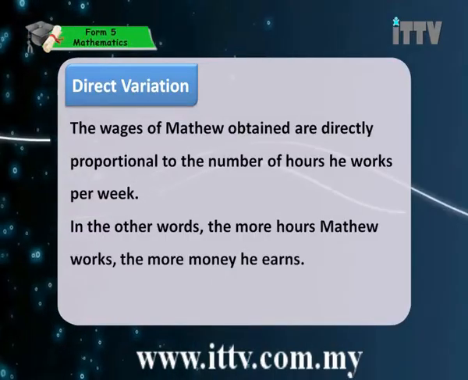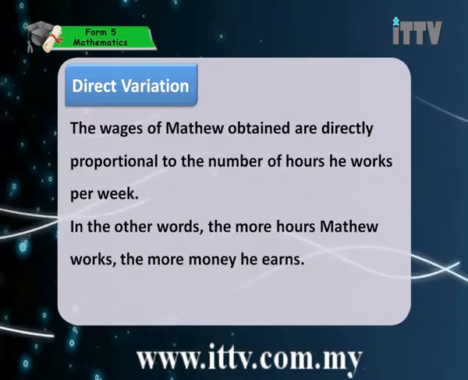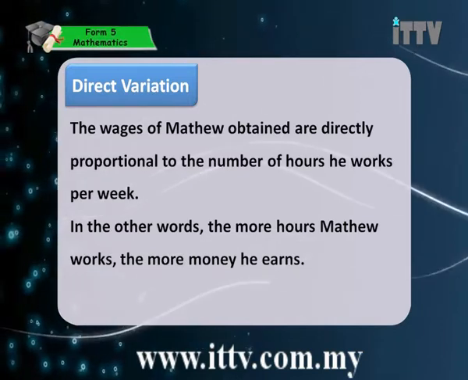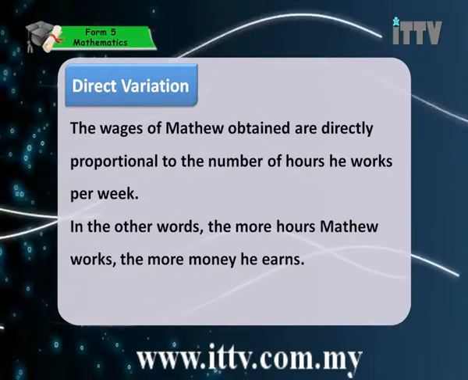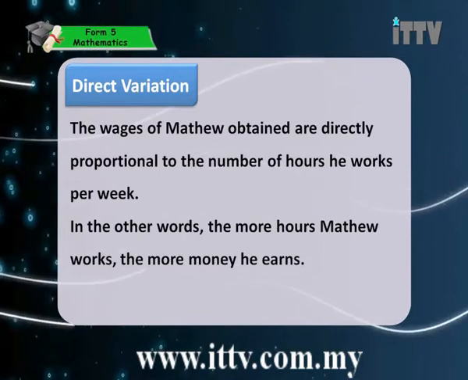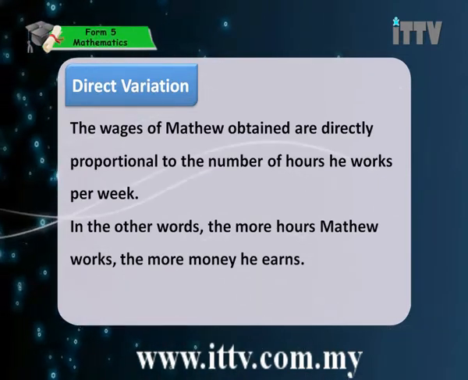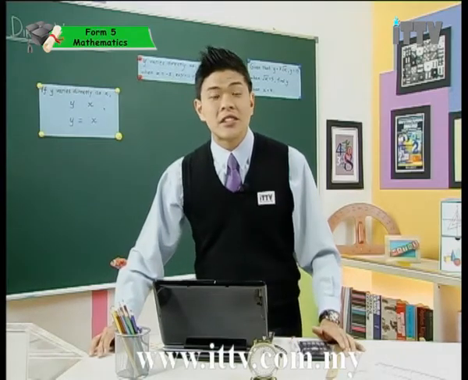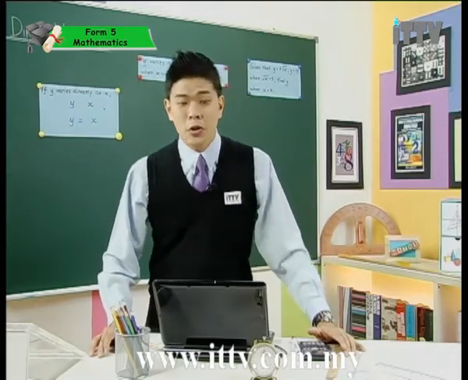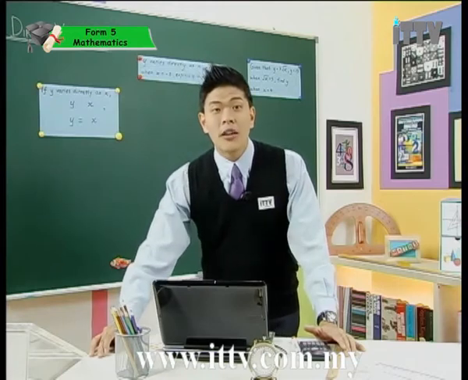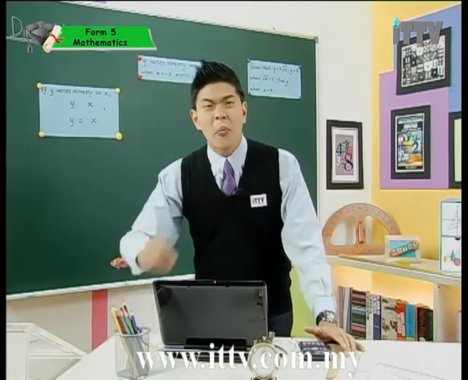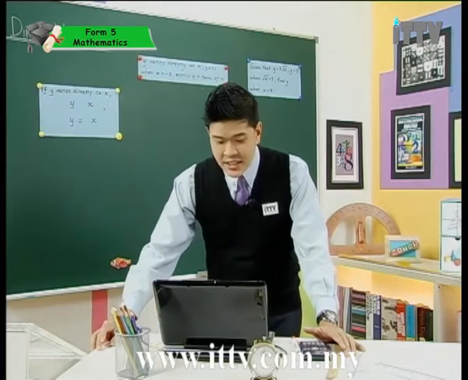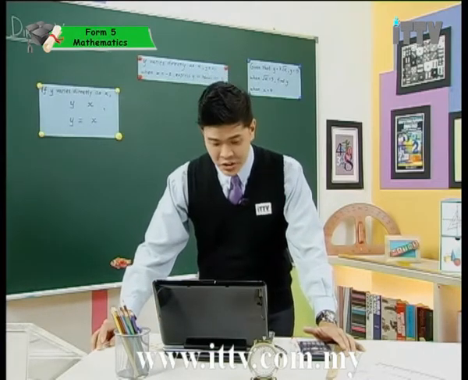Example. The wages Matthew obtains are directly proportional to the number of hours he works per week. In other words, the more hours Matthew works, the more money he earns. Alright guys, a very simple example, right? Do you want to learn more? If you want to earn more, you work less? No, right? The more you earn, the more you work. So now, this is an example of direct variation.